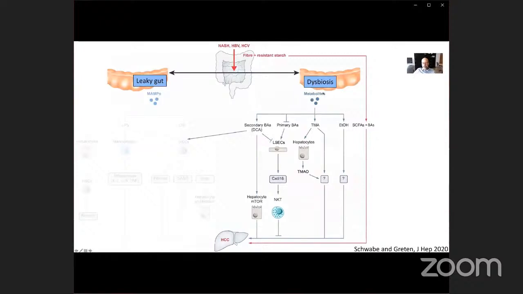Dysbiosis and bacterial metabolites can additionally change this environment. Metabolites such as secondary bile acids act on stellate cells, L6 and other cells, also influencing hepatic immune responses. Metabolites such as TMA, which is also acted on and metabolized by hepatocytes, turning it into TMAO, affect the environment, as well as ethanol, which can be produced by bacteria.